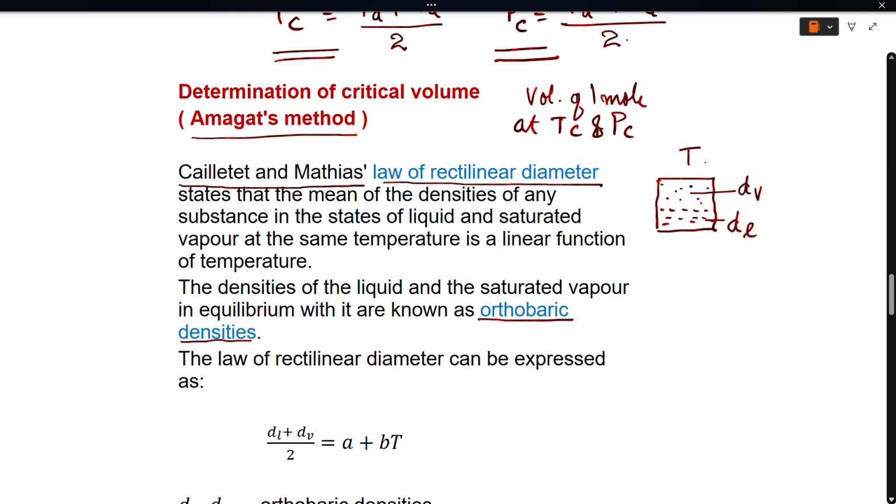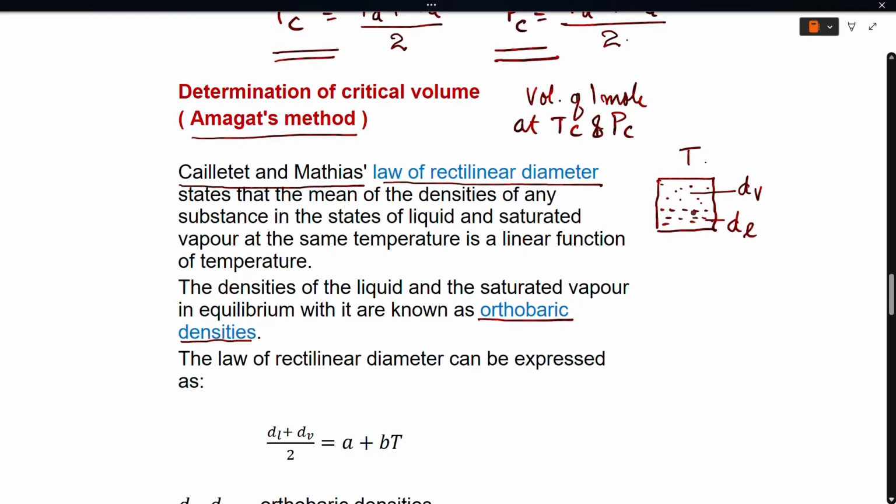They are known as orthobaric densities. Don't confuse: the temperature should be constant, and at that particular temperature, the density of the liquid which is in equilibrium with its vapor, that is very important, and these two densities are known as orthobaric densities, that is, the saturated vapor above the liquid.